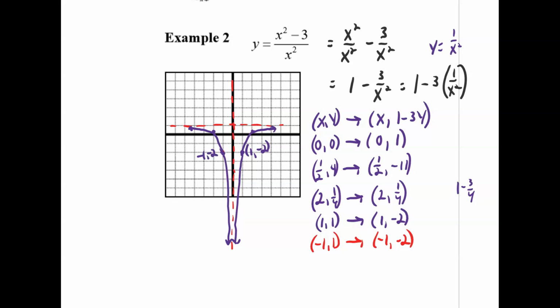negative 1, negative 2. We've got the point 2, 1/4, negative 2, 1/4. And we've got the point 1/2, negative 11. And we've got the point negative 1/2, negative 11.